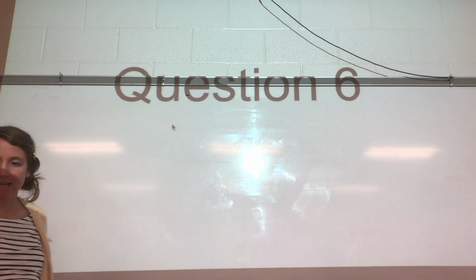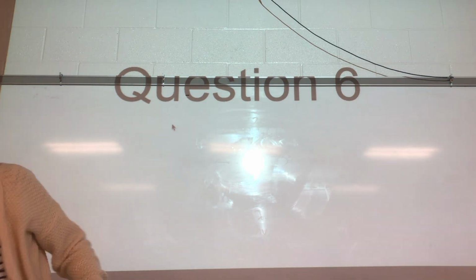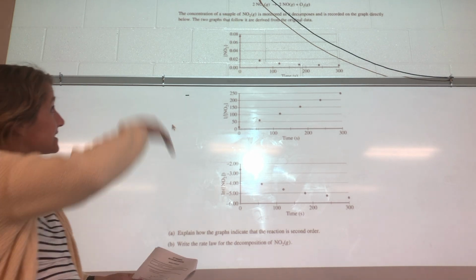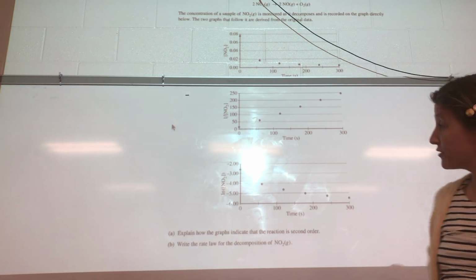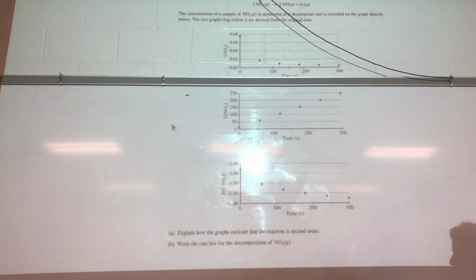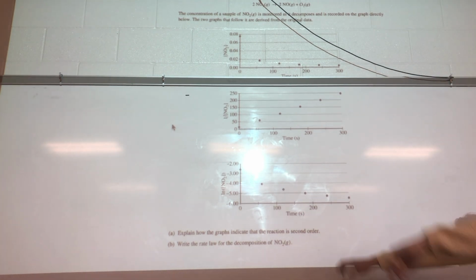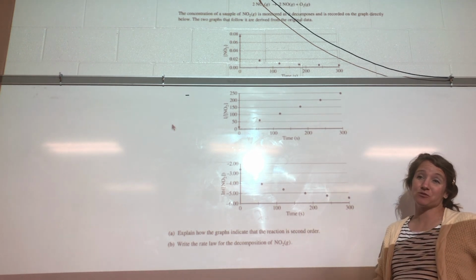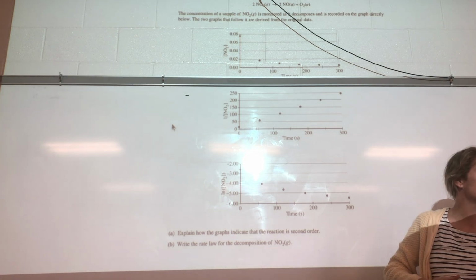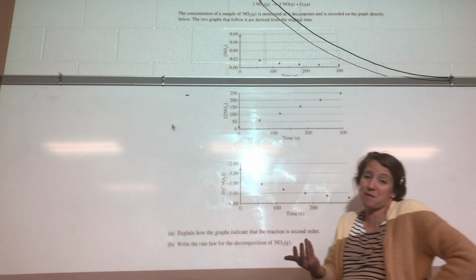Okay, number 6. Number 6 gives us all this information and gives us these charts. The first part says, explain how the graphs indicate that the reaction is second order. I don't see this being an actual question this year because you can just, once again, Google it, or you just have to have memorized it.